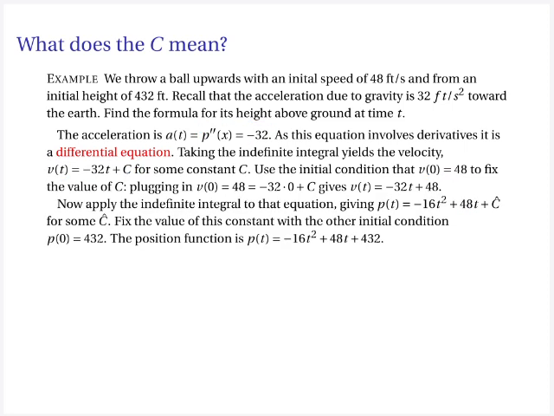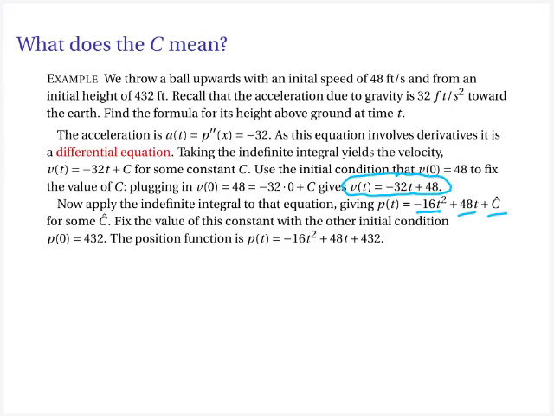So I'm going to go from the velocity to the position. I took the velocity function here and took the antiderivative to get the position function. To have a derivative of minus 32t, you're going to want to be minus 16t squared. To have a derivative of 48, you want to be 48t. And then I called it capital C hat because I didn't want to use capital C twice in the same problem.